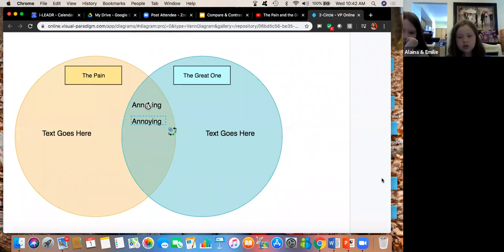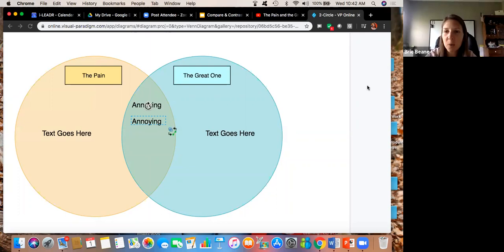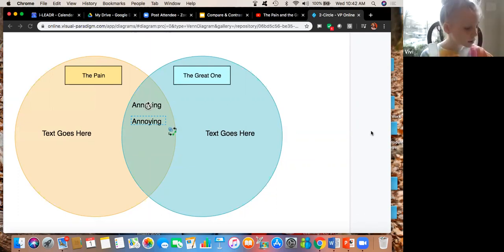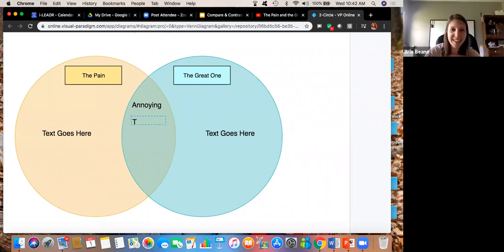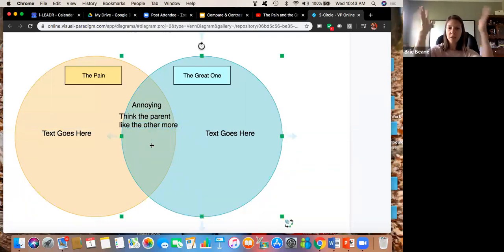Let's see. Vivi, what you got? Similarity or difference? A similarity. They both think that the parents like the other one better. Yes. Good job, baby. That's a great one. We're going to stick that right in the center. Everybody give her silent clapping. Awesome. Go ahead and mute yourself, Vivi.